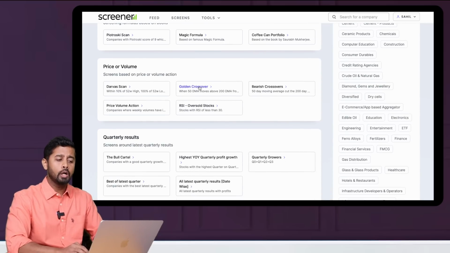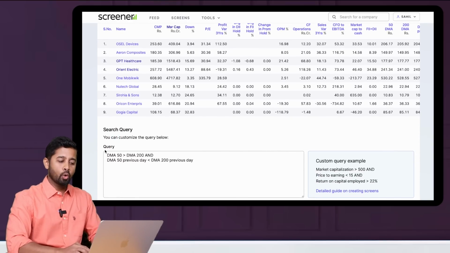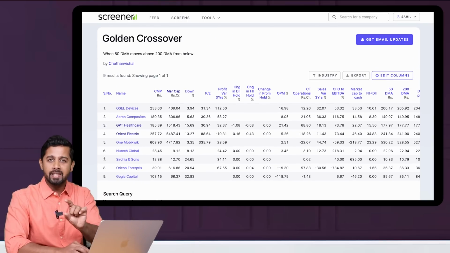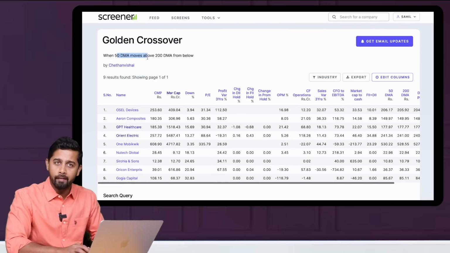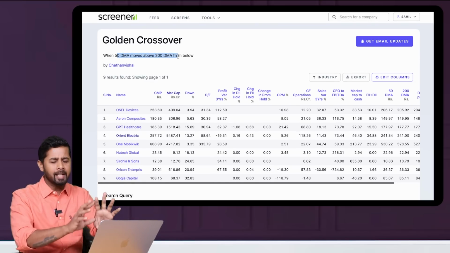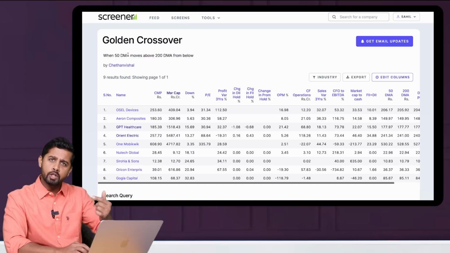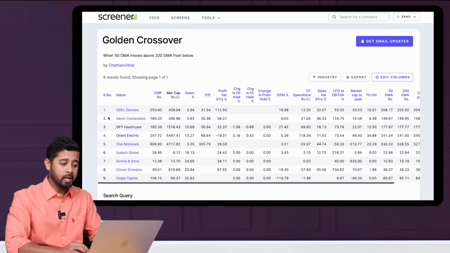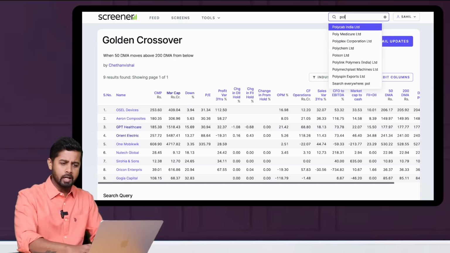Next, we've got something called golden crossover. Now, this is again very interesting. That shows the DMA, which is daily moving average. What it says is that your 50-day moving average should be more than your 200-day moving average. Let me simplify this. If your 50-day moving average crosses the 200-day, which means there's a very strong positive momentum in the company. Again, I'll take an example. So let me show you with an example of Polyplex.